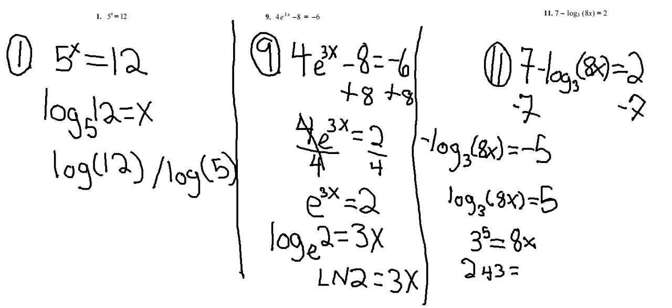Okay, so we get 243 equals 8x. We're going to divide by 8 on both sides. And we can leave it like that, since it doesn't go evenly.